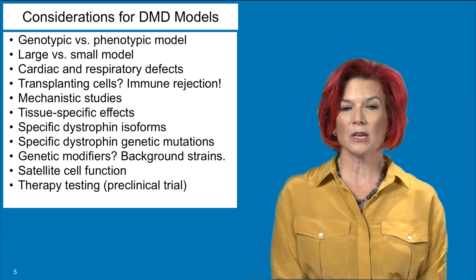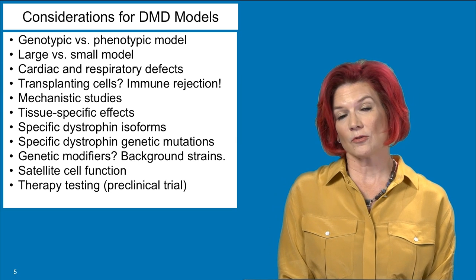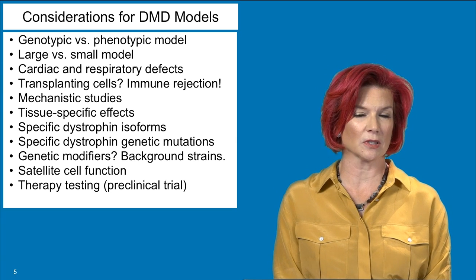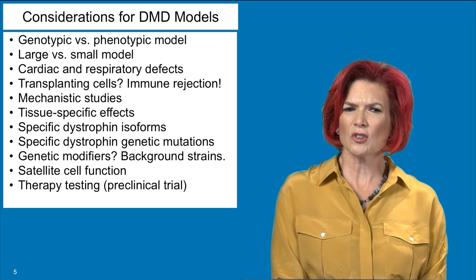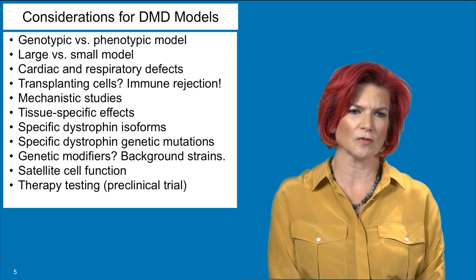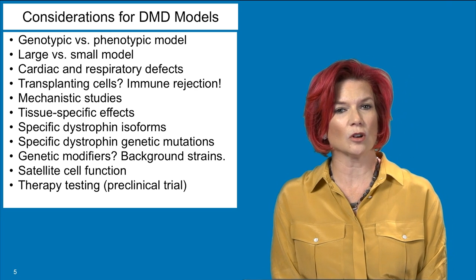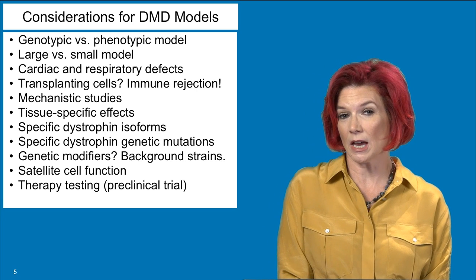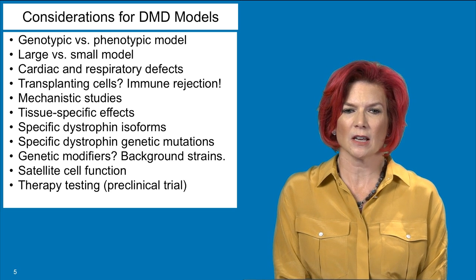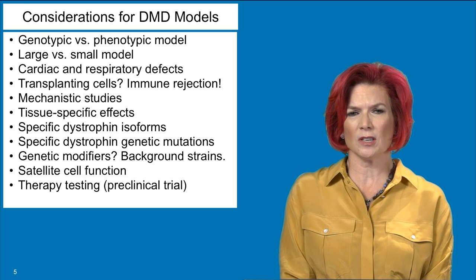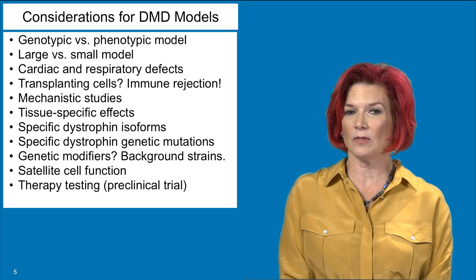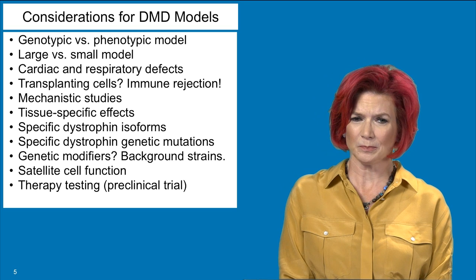When scientists are picking an animal model for investigating Duchenne muscular dystrophy, they have many questions to ask themselves. For instance, am I interested in studying the genotype or the phenotype of Duchenne muscular dystrophy? Do I need to use a small or a large model in order to study gait or mechanism? Am I interested in cardiac or respiratory defects? Am I interested in studying genetic modifiers of Duchenne muscular dystrophy? If so, I need to be very careful of background strains.